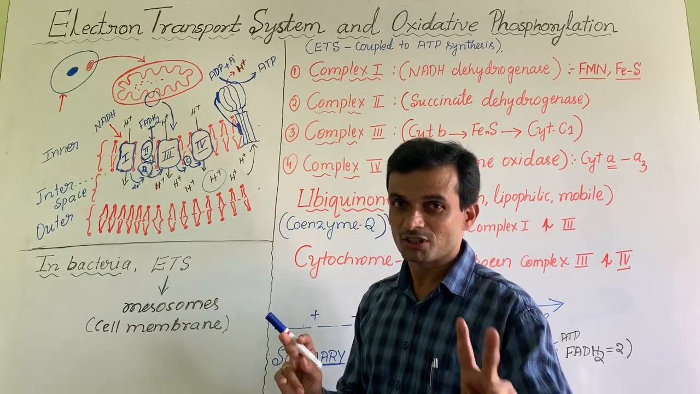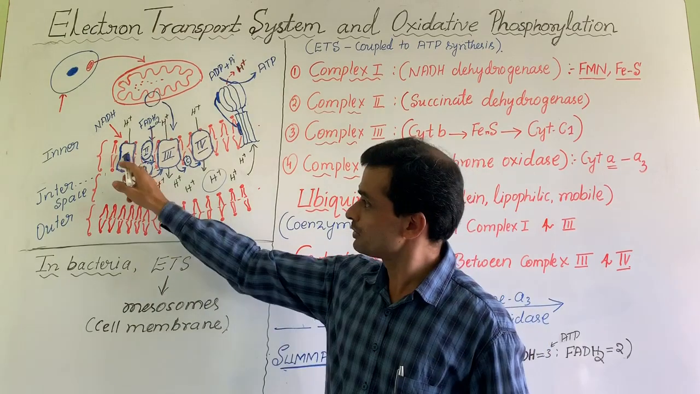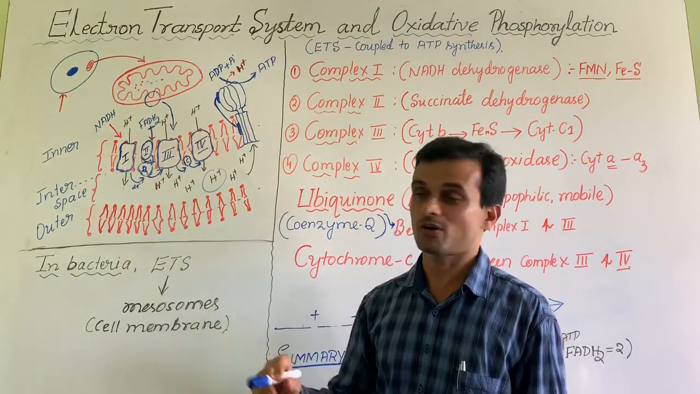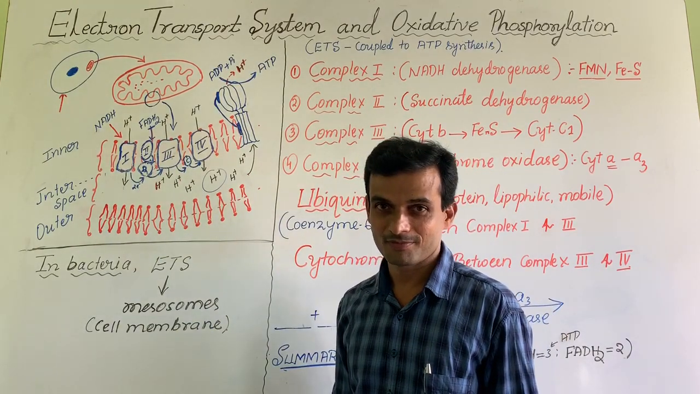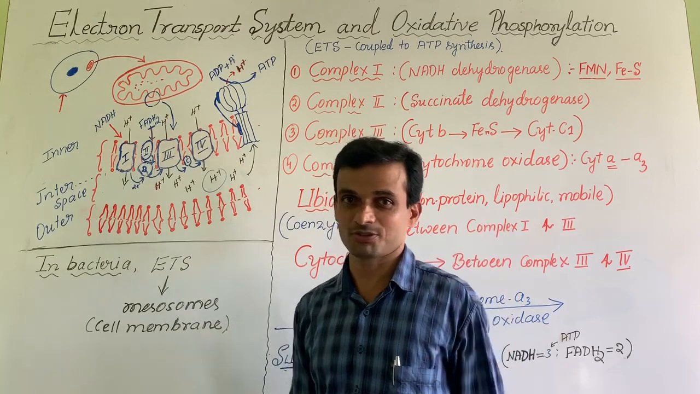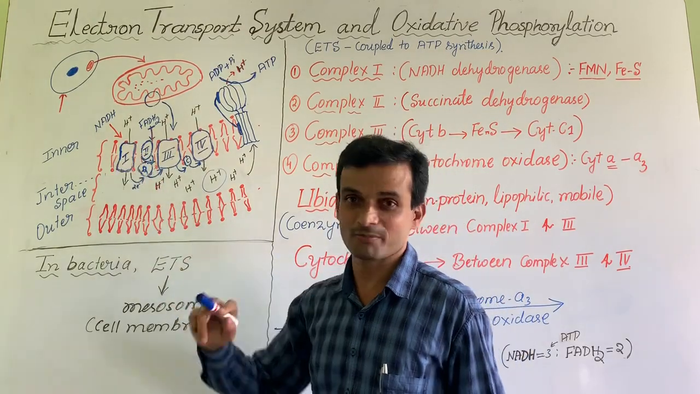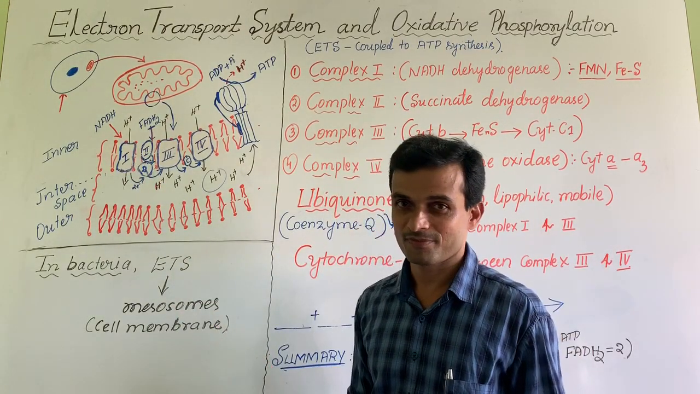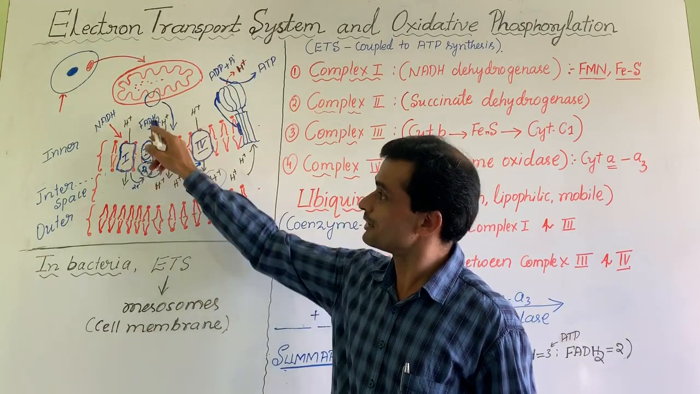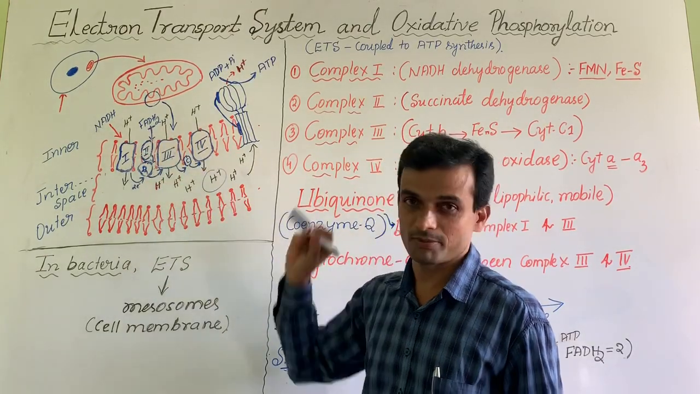NADH donates its 2 electrons to this complex. The electrons have to be transferred to the next complex through ubiquinone only. Imagine FADH2 joins the electron transport system. Now it can't go to the first complex. You have to skip the first complex. In that case, ubiquinone collects electrons from here and then it goes to the next complex.